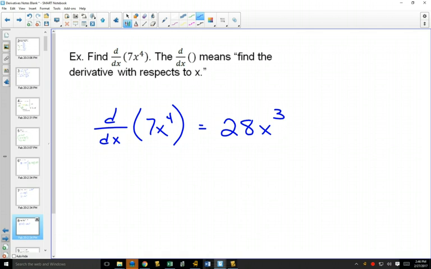More specifically, it's not only finding the derivative, but it's finding the derivative with respect to x. Because you could find d dy or d dA or whatever variable you wanted. And sometimes later on, we're going to find out we have some equations with multiple variables. But we'll only want to find the derivative with respect to one of those variables.